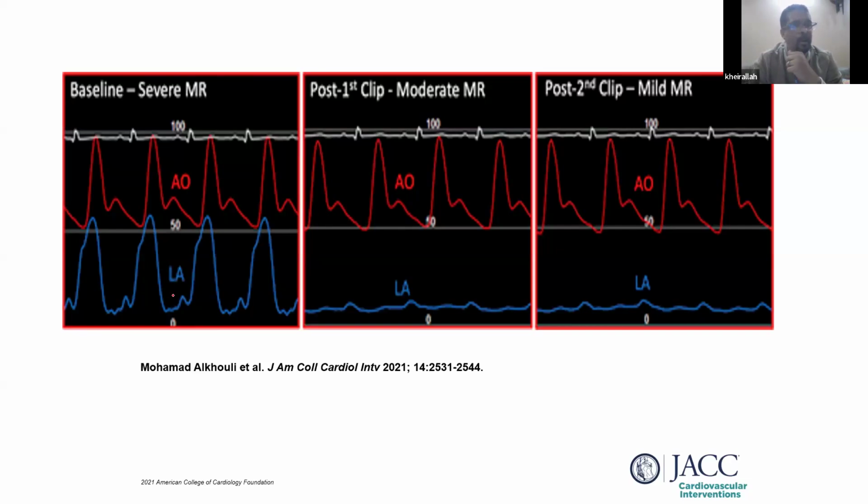What is the marker of severe MR? The V wave. Look at the V wave. They take the V wave at baseline, let's say 50 millimeters of mercury. Then they placed a clip. After the clip, look at the V wave. After the second clip, that's the V wave. So the V wave went down to, let's say, 15 to 20. So that's a great reduction of the MR. So they follow the MR changes according to the V wave changes.